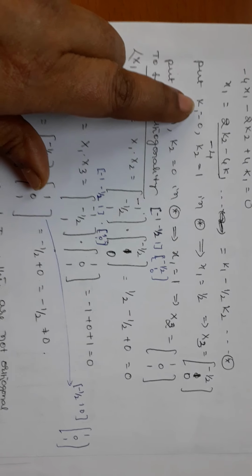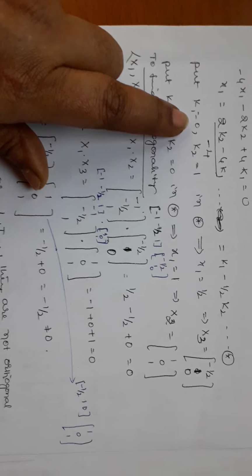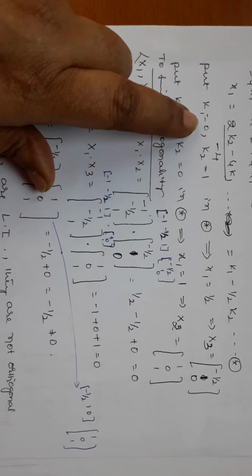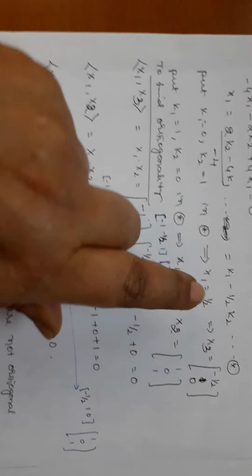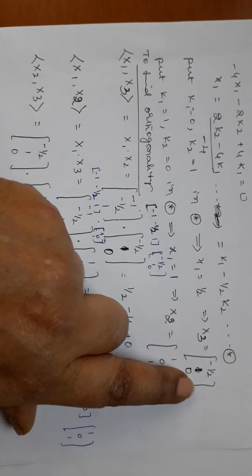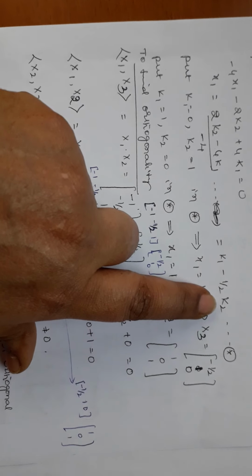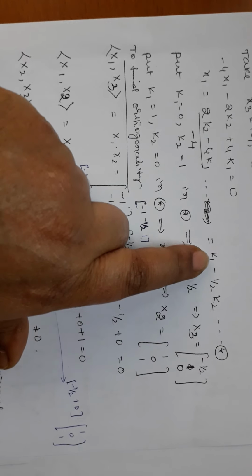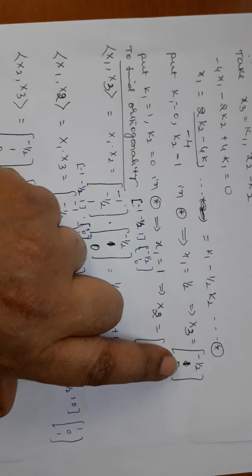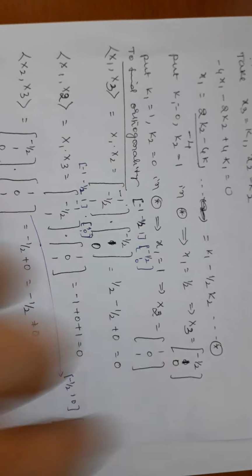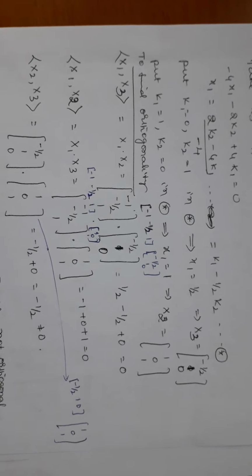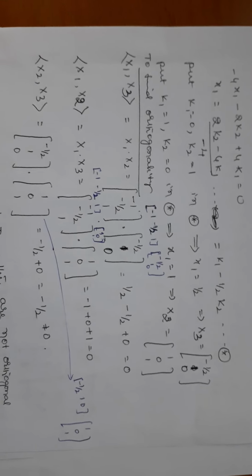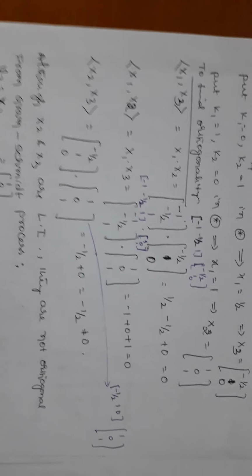Next, I have to take k1 equal to 0 and k2 equal to 1, because I require two unknowns, k1 and k2. Then we get x1 is minus half, because k2 is 1 and k1 is 0. Therefore, x1 is minus half, x2 is 1, x3 is 0. Therefore, these are the two vectors we get. This is a way to find eigenvectors when repeated eigenvalues occur in the characteristic equation.